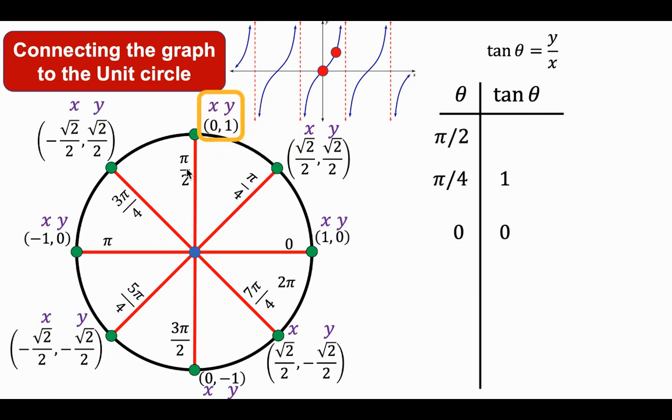So pi over 2 is (0, 1). I'm going to put my y value over my x value, so 1 over 0. You're not allowed to divide by 0, so 1 over 0 is just undefined. That is how we get this asymptote right here at pi over 2, because the point ends up being undefined, so I need a vertical asymptote there. All right, so that takes care of this part.